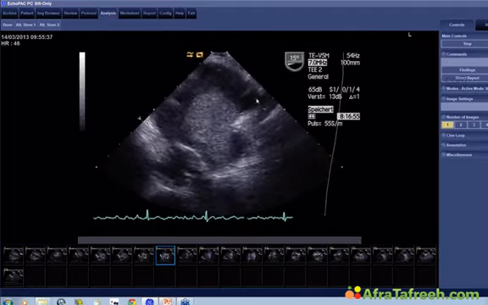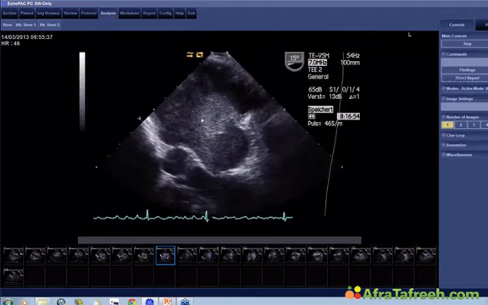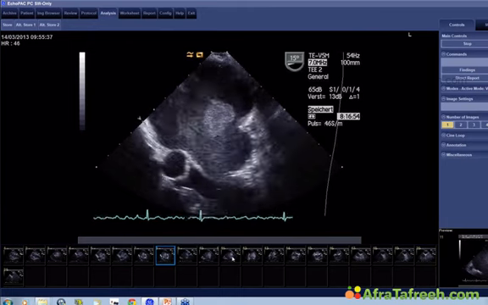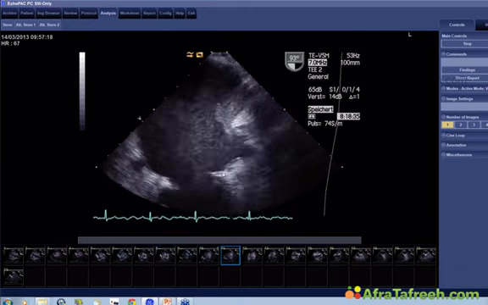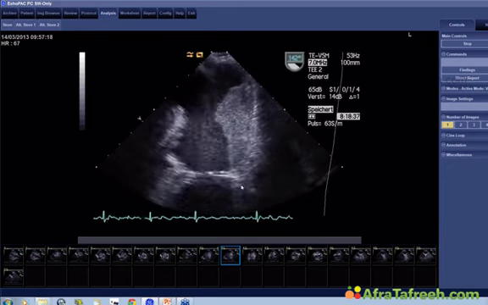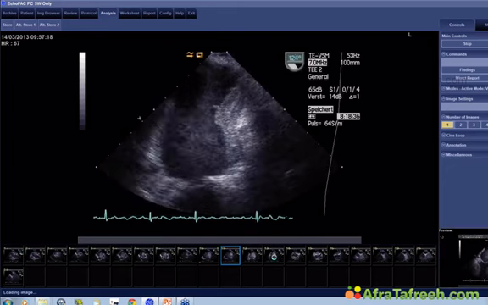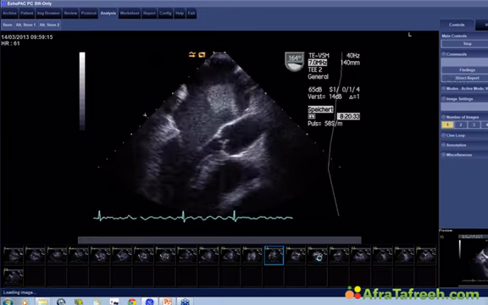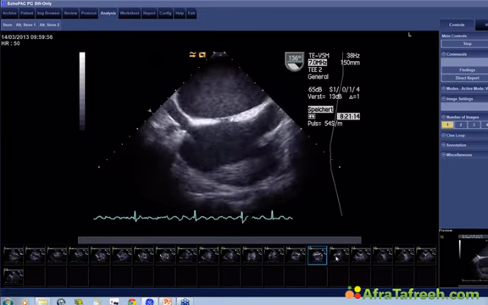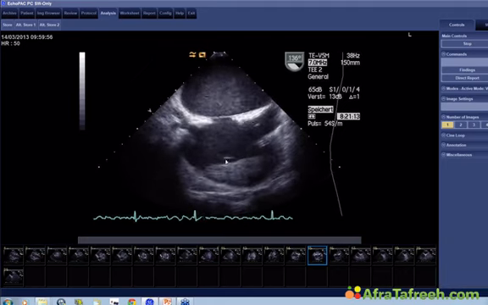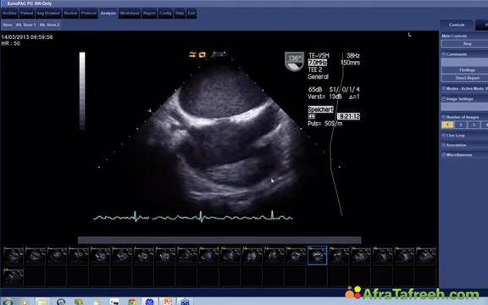Okay, this is the TEE study with this huge, massive thrombus in the left atrium, which originates from the left atrial appendage, and which expands into the left atrium. And this is the thrombus in the right atrium.